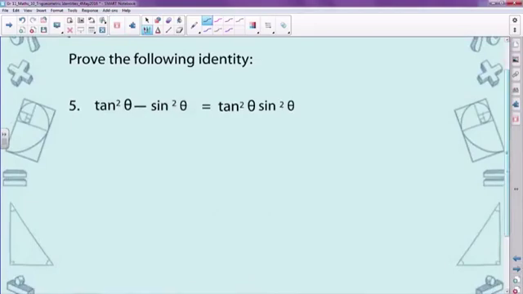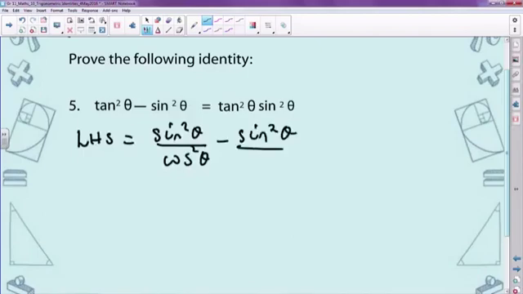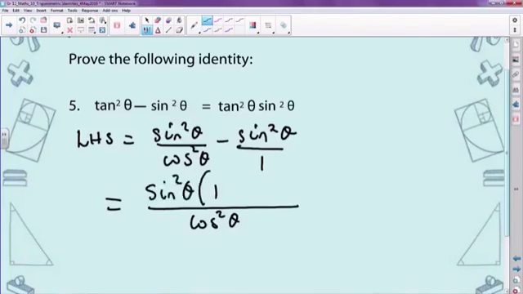That is your number 5. Take your left-hand side or the right-hand side, whichever one. If I take the left-hand side, I will have sine squared theta over cos squared theta minus sine squared theta over 1, LCD, like we've been doing, cos squared theta. Now remember, here you're going to get sine squared theta minus sine squared theta times cos squared theta. Then you take out a common factor of sine squared theta, which gives us sine squared theta, bracket 1 minus cos squared theta.